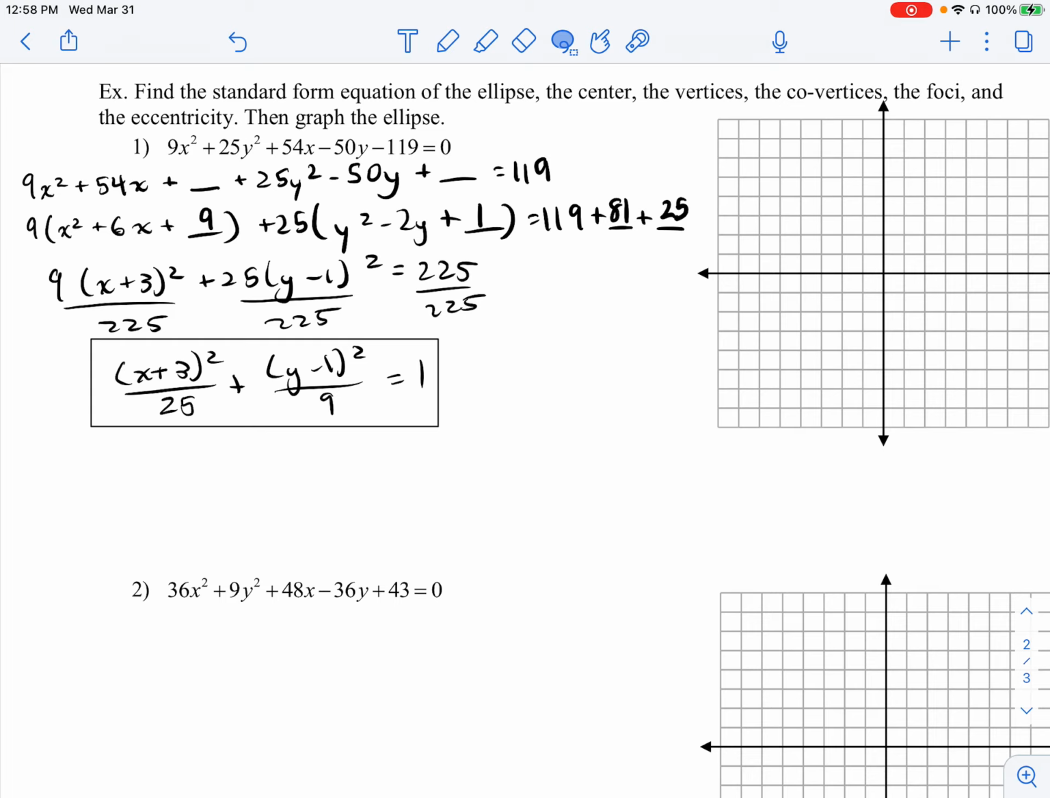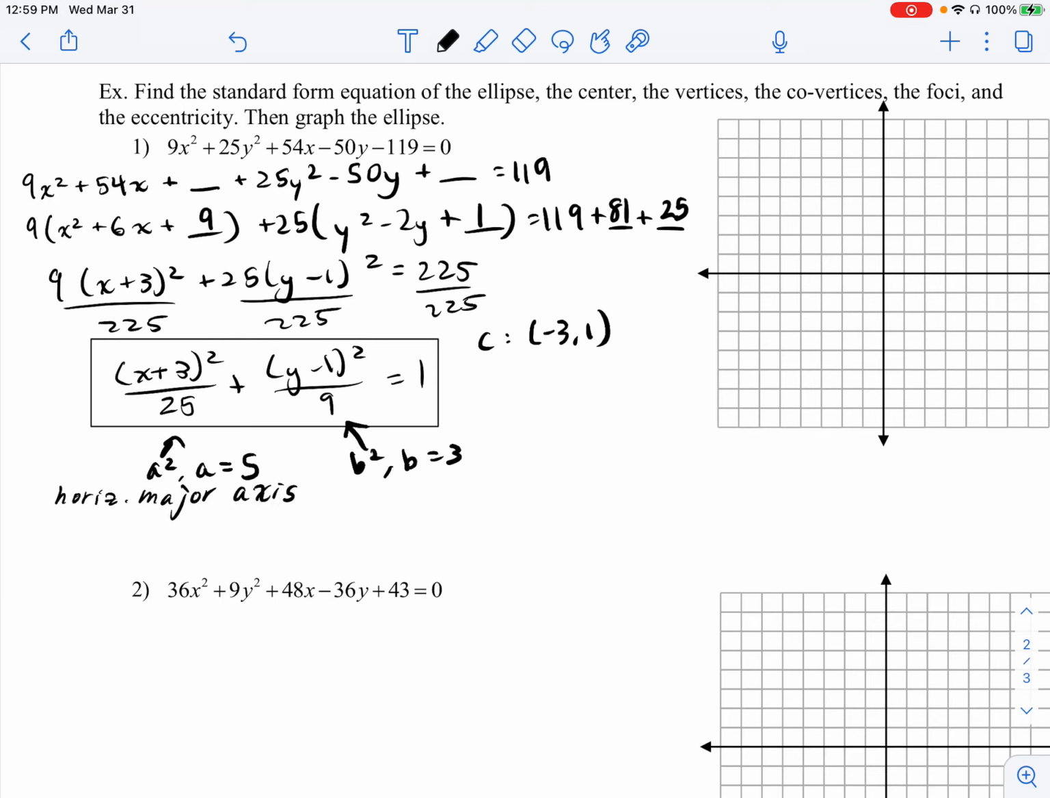So pause the video right now and try to write down everything that you know just by looking at this standard form equation. Well, hopefully you said that you know that the center is at negative 3, positive 1. I know that a squared is my larger value, so that means this is going to be my a squared, which means that a is equal to 5. This 9 is my b squared then, which means b is equal to 3. And because my a is underneath my x variable, that means my major axis is going to be horizontal, a horizontal major axis.